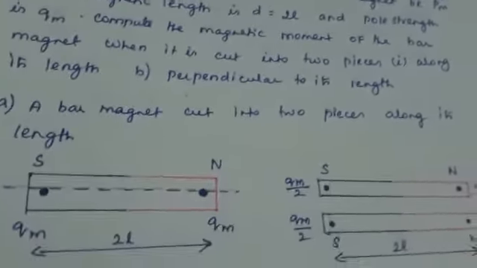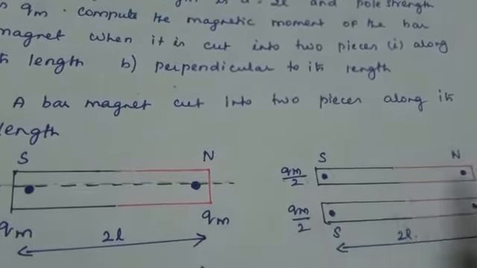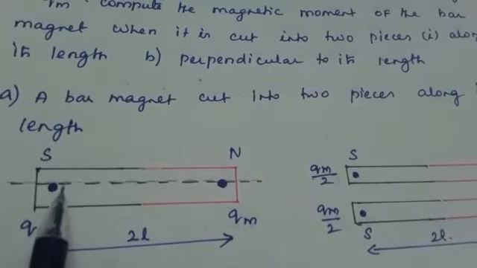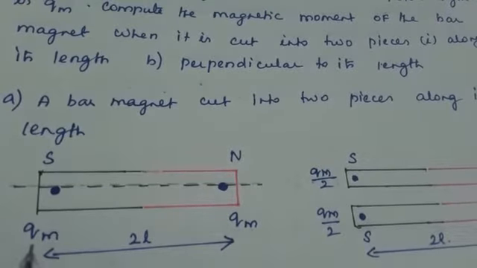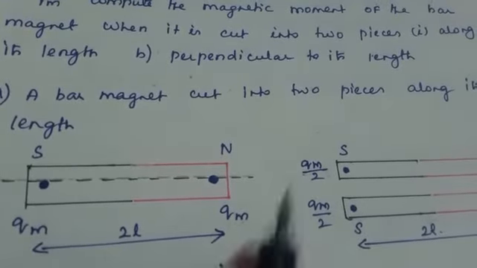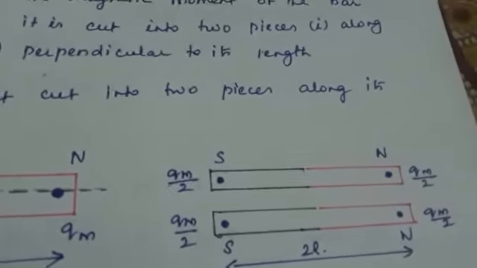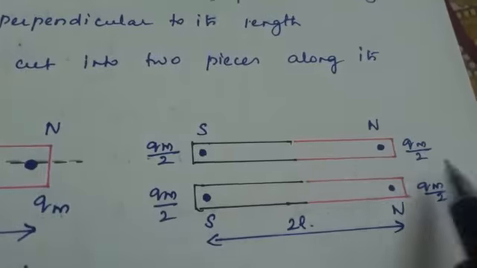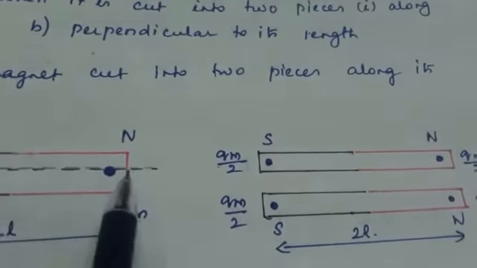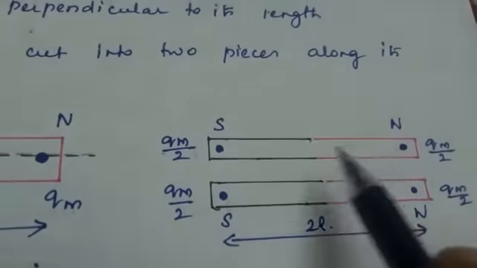Now a bar magnet cut into two pieces along the length. This is the original bar magnet. Now this is your south pole and this is your north pole. Here the magnetic pole strength is Qm and the magnetic length is 2L. Now it is cut into two pieces along the length. So it is cut into two pieces like this.